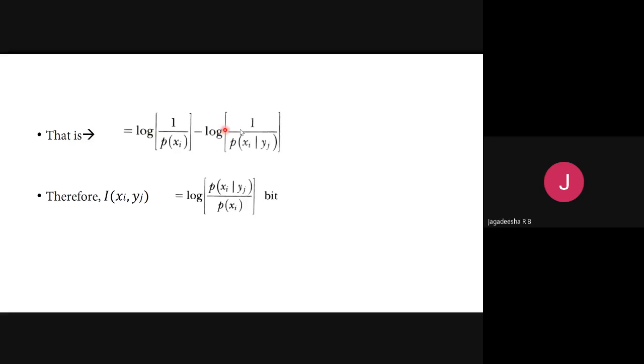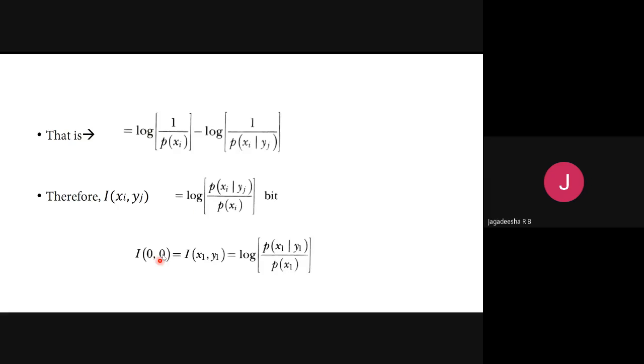So this can be simplified because log A minus log B is nothing but log of A by B. This is 1 by P(xi) and this is 1 by P(xi|yj). So it becomes a log A minus log B format, so it's log of A by B. A is 1 by P(xi), B is 1 by P(xi|yj). So it becomes P(xi|yj) divided by P(xi), I mean like this.